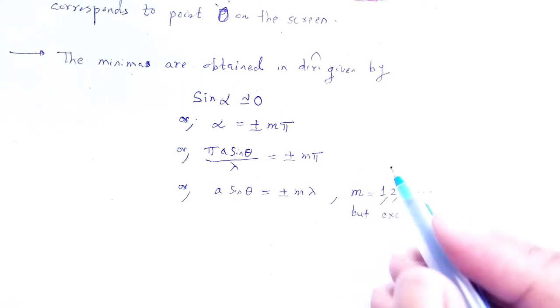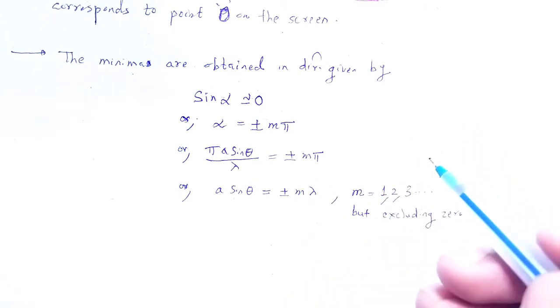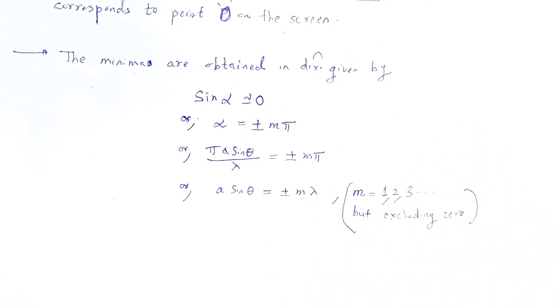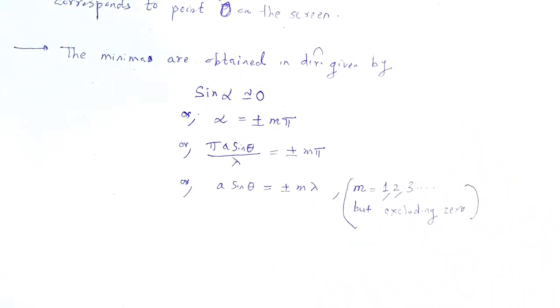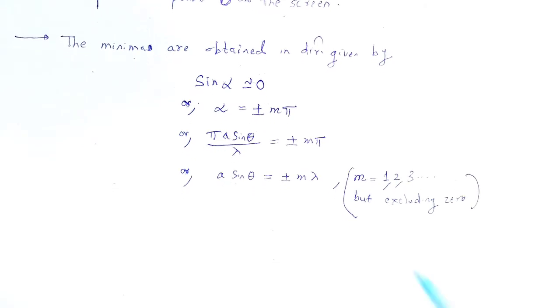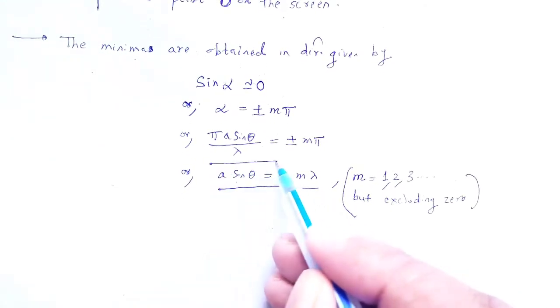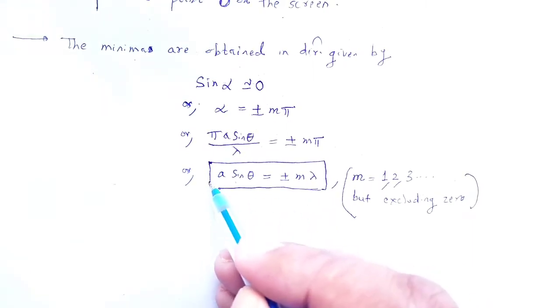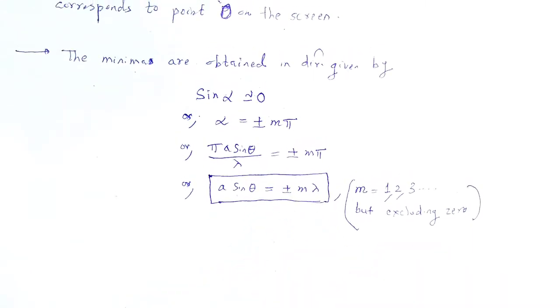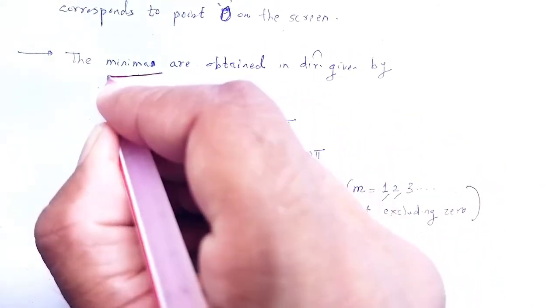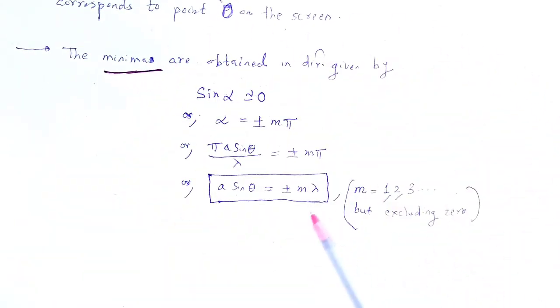When m is equal to 0, we have the central maximum term. That is the condition for minima: when the path difference a sin theta is an integral multiple of lambda, then we achieve the minima.